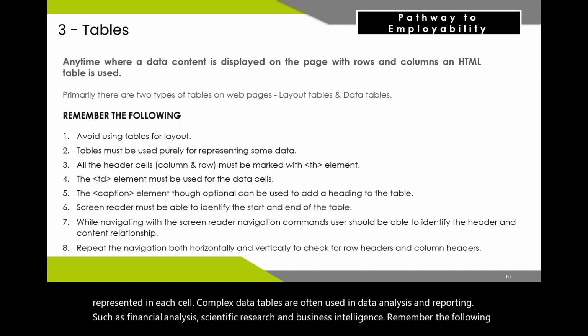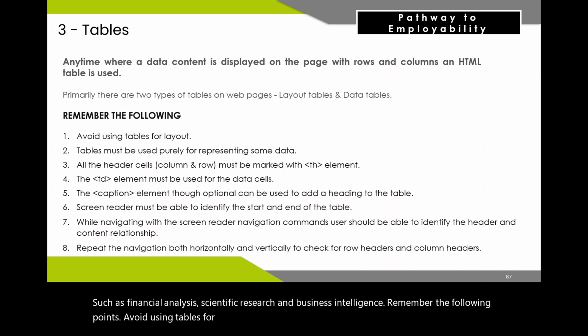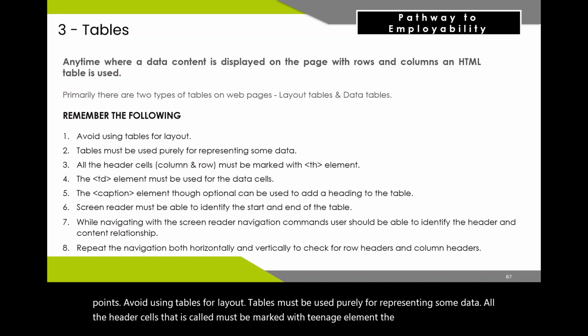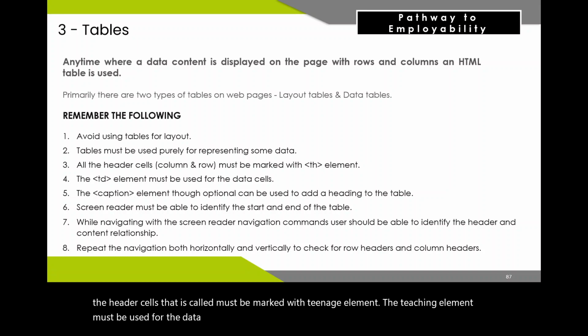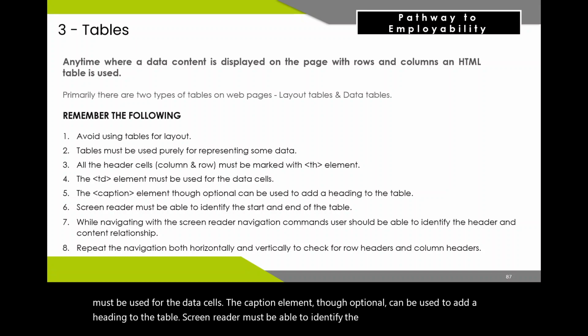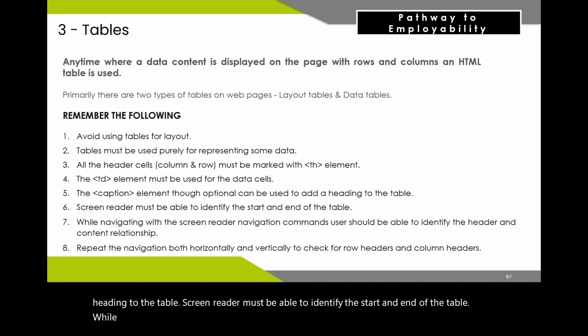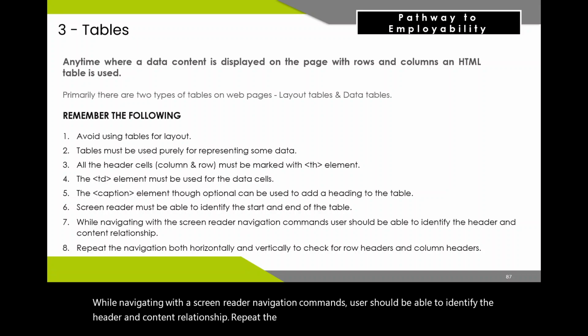Remember the following points. Avoid using tables for layout. Tables must be used purely for representing some data. All the header cells, that is column and row, must be marked with the TH element. The TD element must be used for the data cells. The caption element, though optional, can be used to add a heading to the table. Screen reader must be able to identify the start and end of the table. While navigating with the screen reader navigation commands, the user should be able to identify the header and content relationship. Repeat the navigation both horizontally and vertically to check for row headers and column headers.